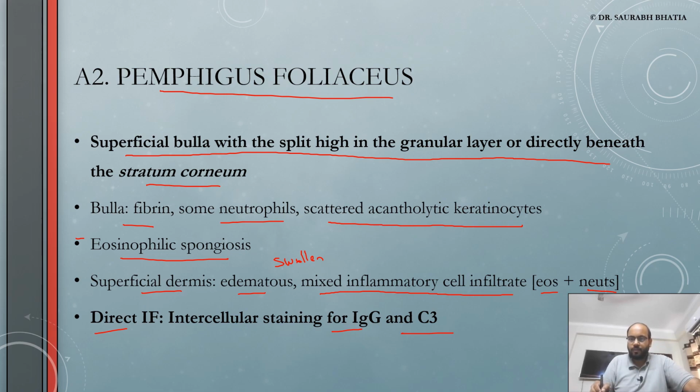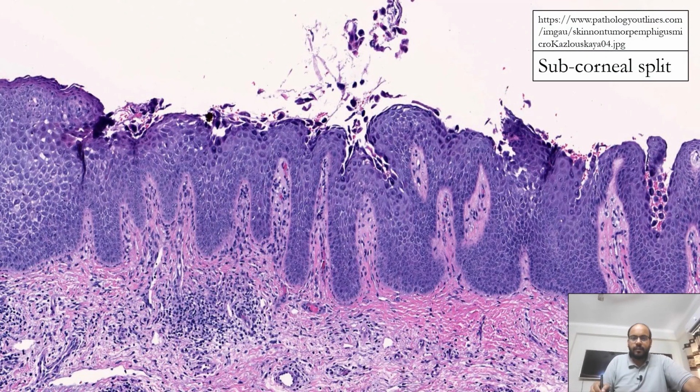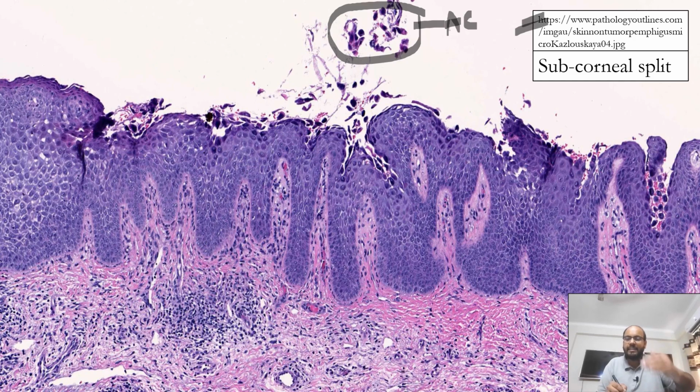Let's move forward. Now look at this slide of a subcorneal split in Pemphigus foliaceus, which I've taken from Pathology Outlines, a great resource. These are all individual acantholytic cells. You can see that the majority of the layers of the epidermis are still intact at the floor. So you can have granular layer, spinous layer, basal layer, but the split is just above the granular layer.